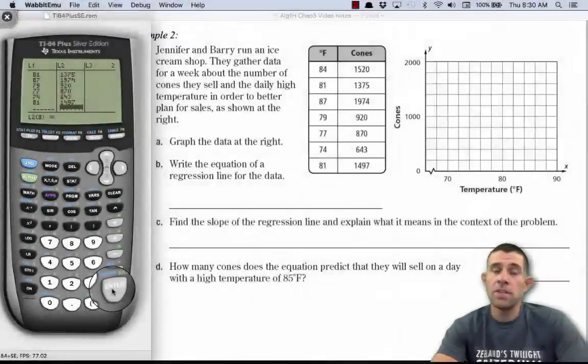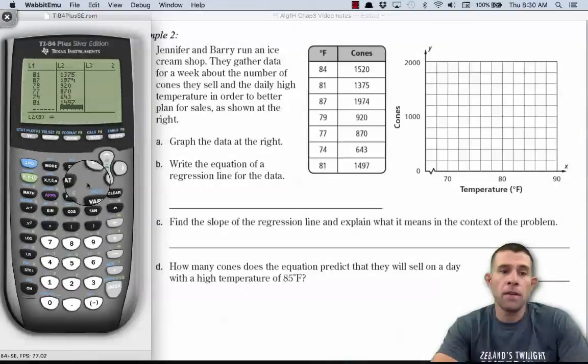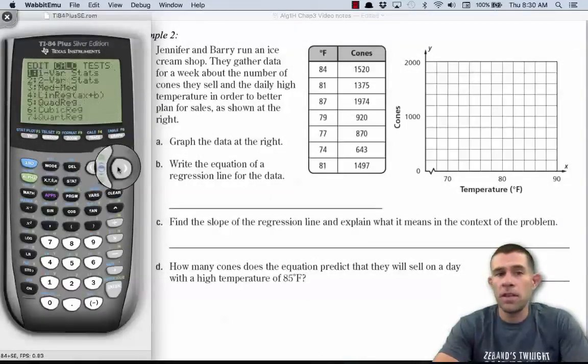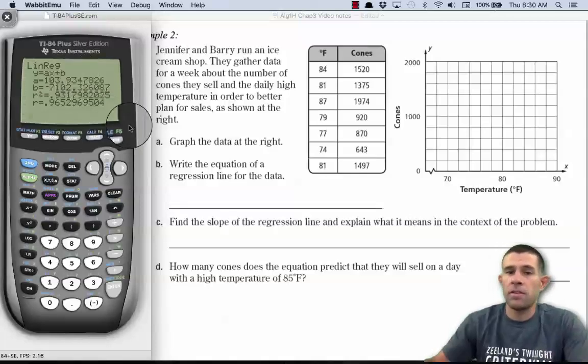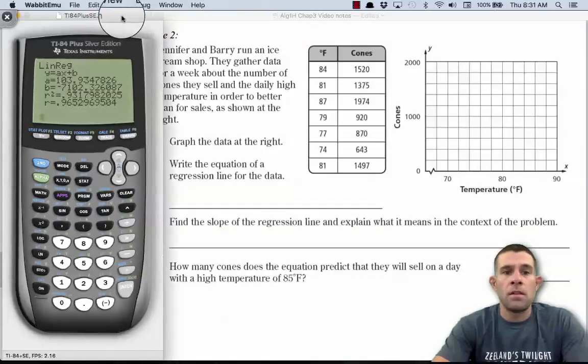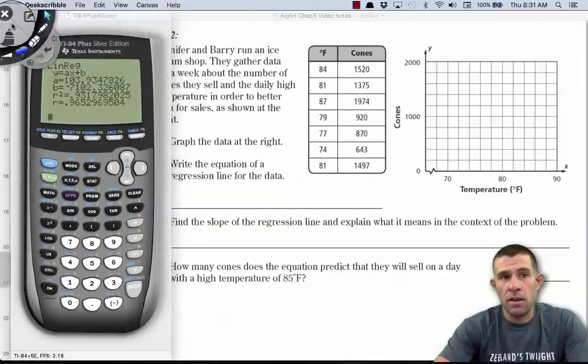Now that we have our two lists entered in, we are going to go back to the Stat, cursor over to Calc, and come down to number 4, Linear Regression. Pressing Enter once and then twice, I'm now going to get my model that fits this data. Let's go ahead and write that regression line in on our line.